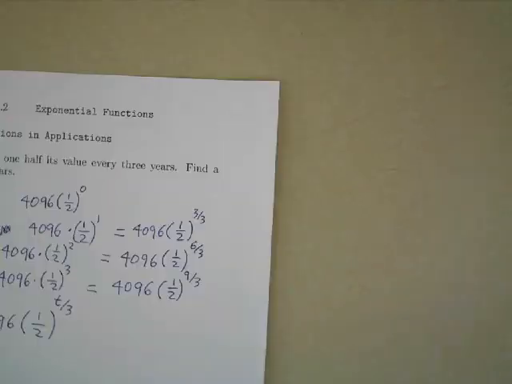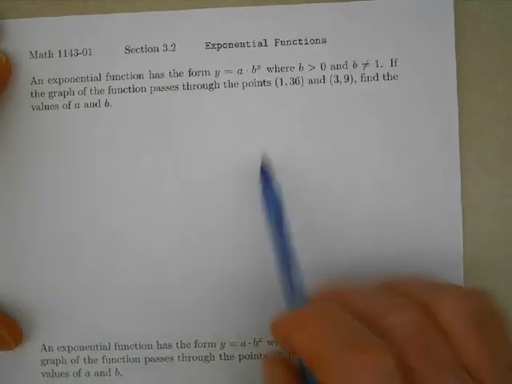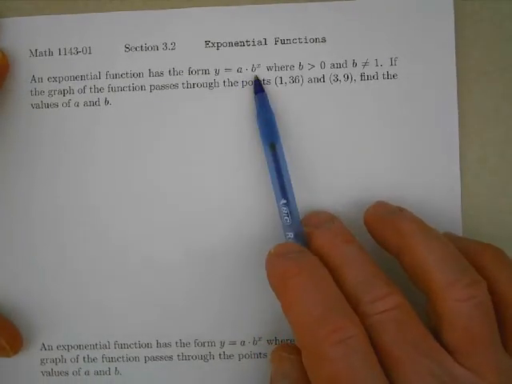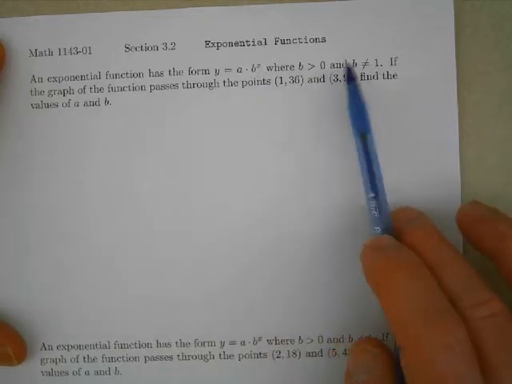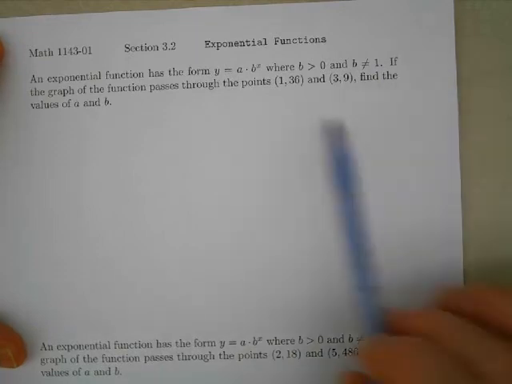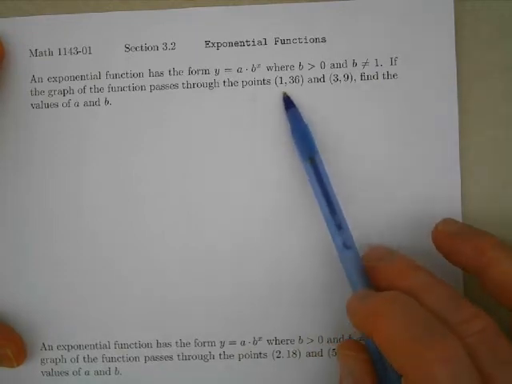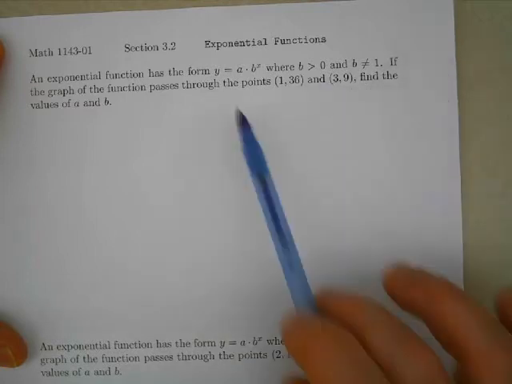Okay, another problem. An exponential function has the form y equals a times b to the x, where b is greater than 0 and not equal to 1. So if the graph of this function passes through the points (1, 36) and (3, 9), find the values of a and b.